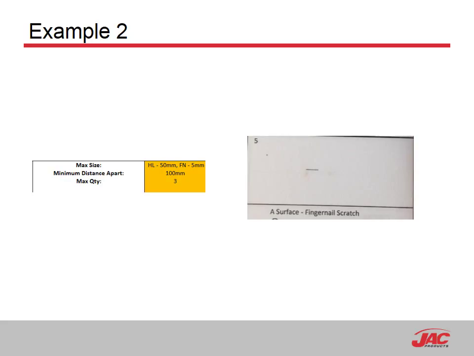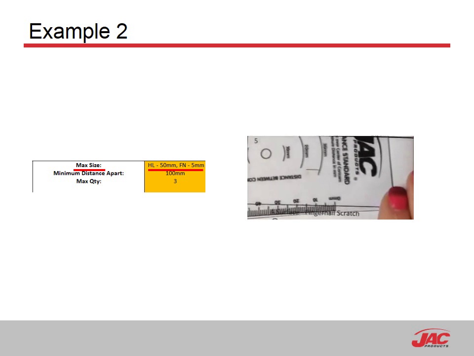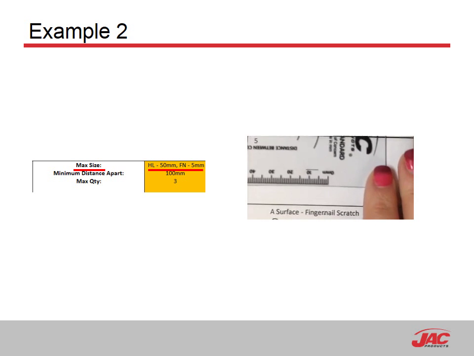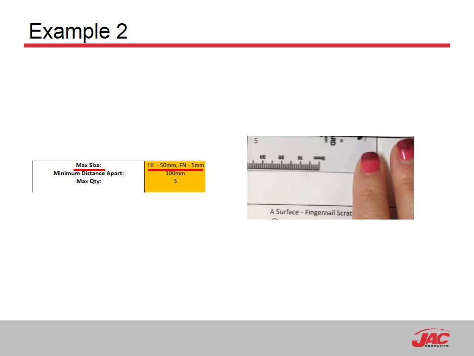For this criteria, there are 2 different types of scratches listed: hairline and fingernail. We know this is a fingernail scratch, so we must use the 5 millimeter size. There are 2 ways we can use to measure this scratch. The first is the ruler. When we place the ruler on the scratch, it is more than 5 millimeters.